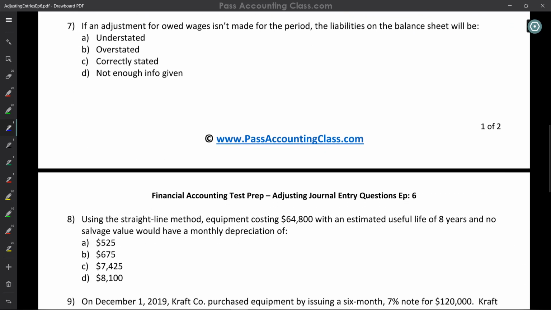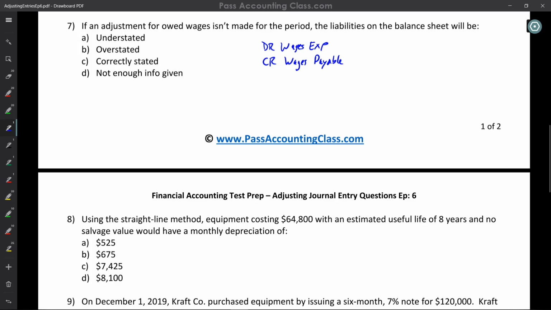For question 7, it says, if an adjustment for owed wages isn't made for the period, the liabilities on the balance sheet will be understated, overstated, correctly stated, or not enough info given. So I'm going to go ahead and do the journal entry for the adjustment. The adjustment would look something like this. It would be a debit to wages expense, and it would be a credit to wages payable.